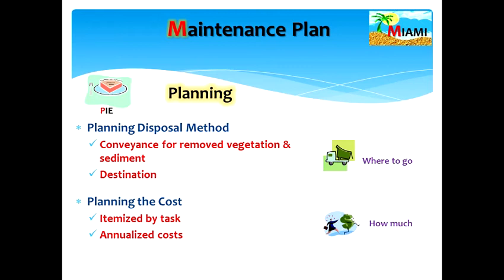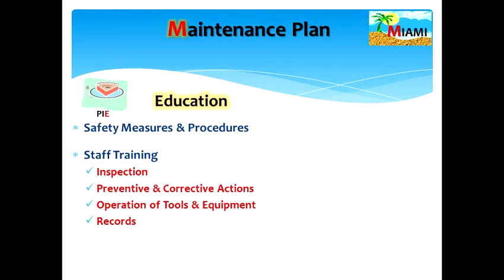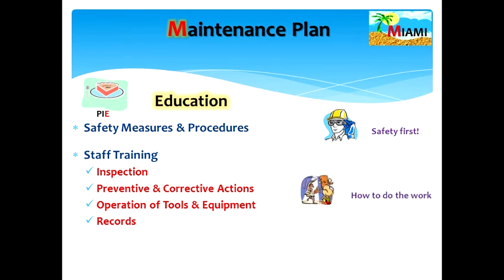After planning the tasks and subjects mentioned above, you will have an estimate of the costs involved, which are always required for budgeting purposes and for compliance with the stormwater management rule. A maintenance plan shall also include a plan to educate and train staff regarding safety procedures and measures, especially the safety procedures for confined space entry. The maintenance plan shall also set up a training schedule for maintenance staff on the stormwater BMPs, maintenance work, use of tools, operation of equipment, and record keeping of performed tasks.